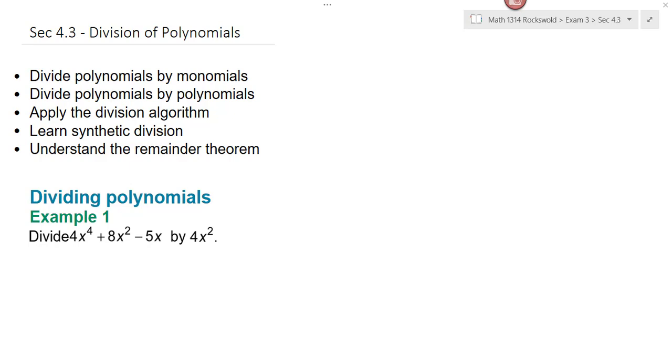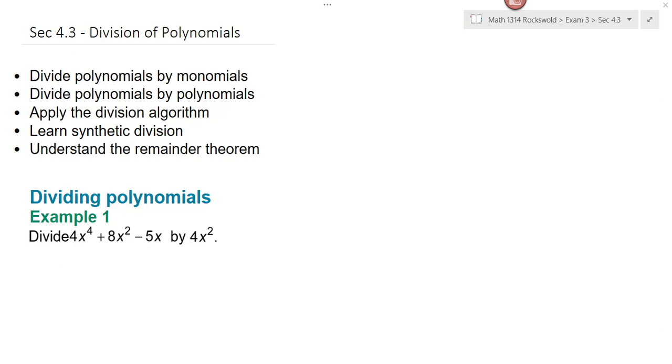Section 4.3 is division of polynomials. The first example is going to have us divide a polynomial by a monomial. We talked last time about what a polynomial function looks like, right? It has integer powers that are positive, okay, and the domain is all real numbers.